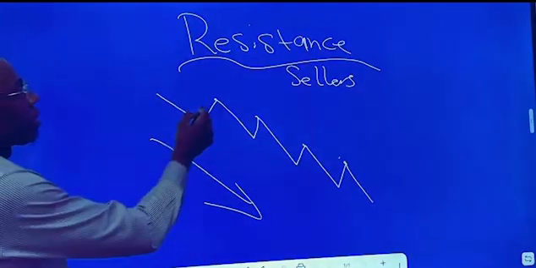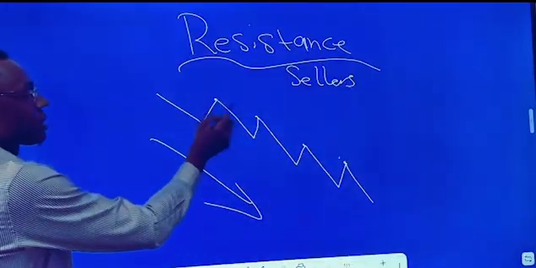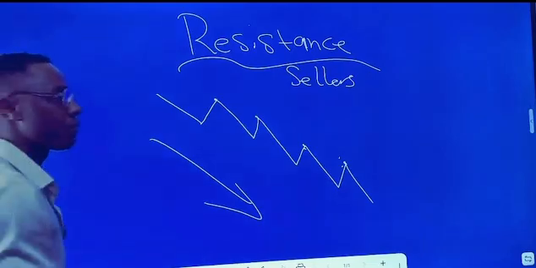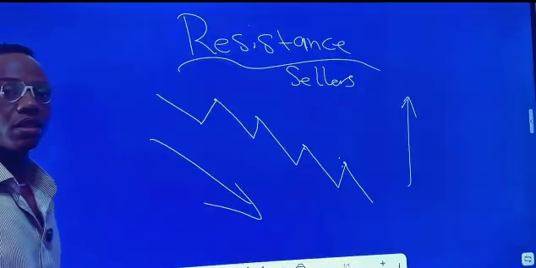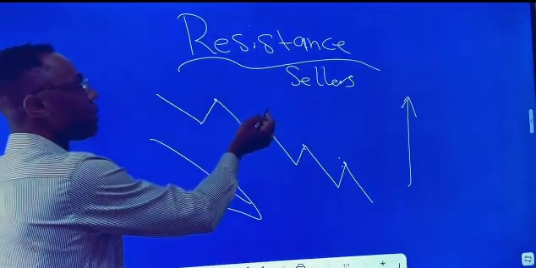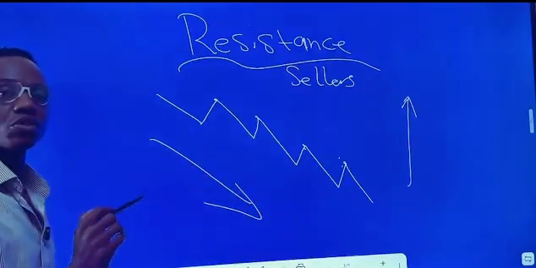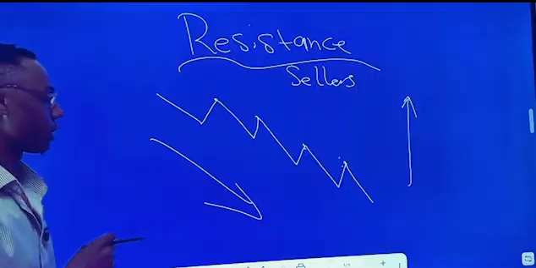So now we have one resistance here, one here, one here, one here. These resistances do not have enough strength to prevent the price from going up. Once another resistance comes to add to the ones here, that is when the strength becomes much more powerful, or it builds up strength.